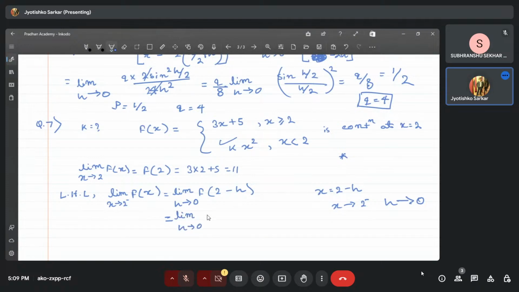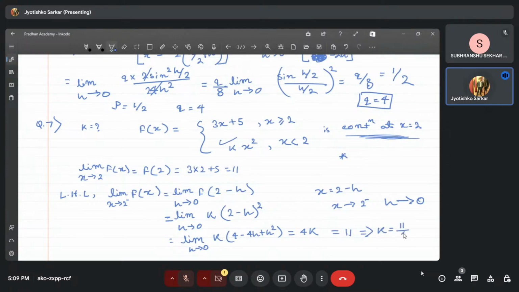Limit h tends to 0, k, and in place of x we will use (2 minus h) whole square, that is limit h tends to 0, k times (4 minus 4h plus h square). Now as it is a polynomial, we can easily put h equals 0 here and we will get 4k. Now this 4k is equal to 11. There is no need to evaluate the right hand limit because it is given that the function is continuous. So just equate it with f(2) and we will get the answer k equals 11 by 4. That's quite an easy one.